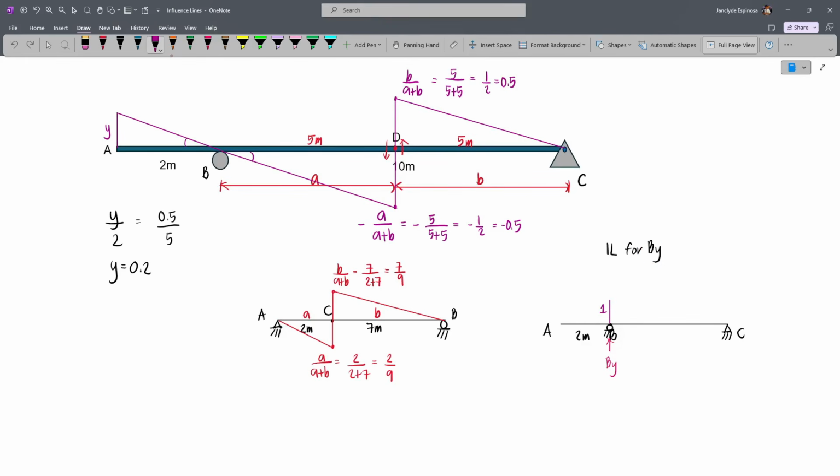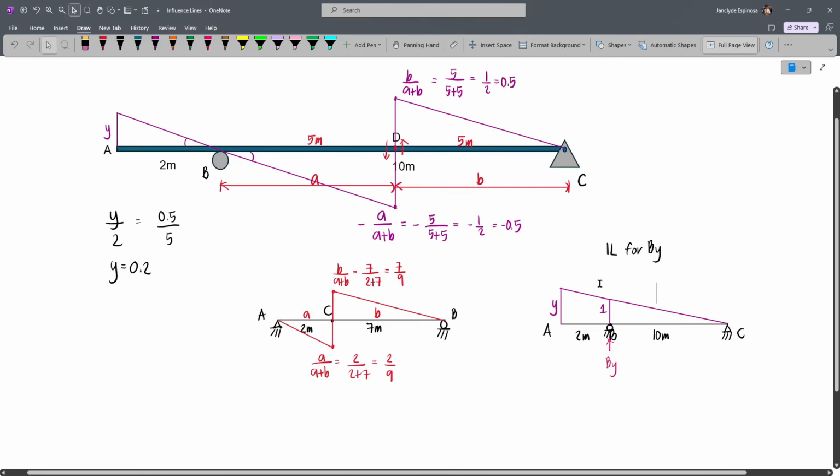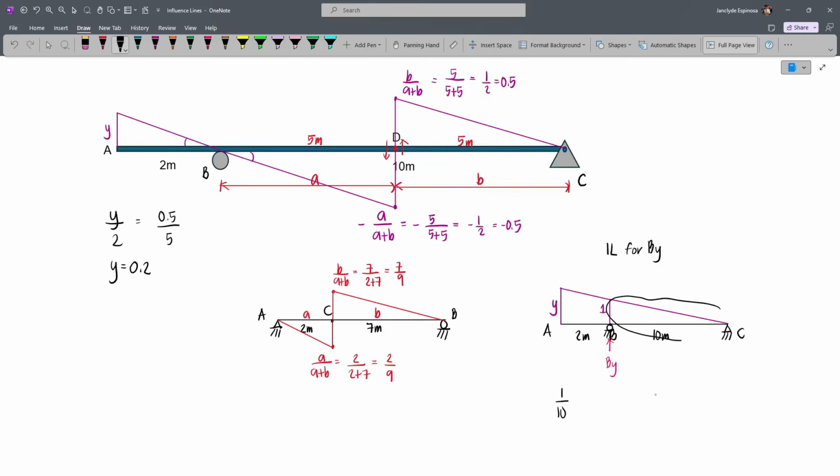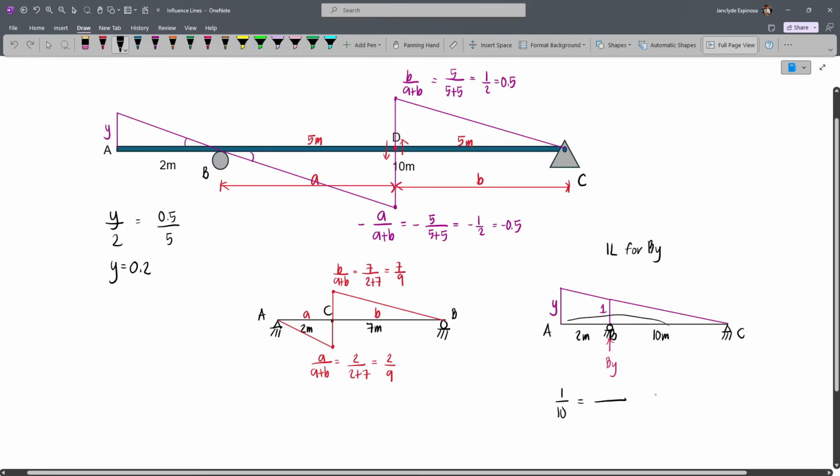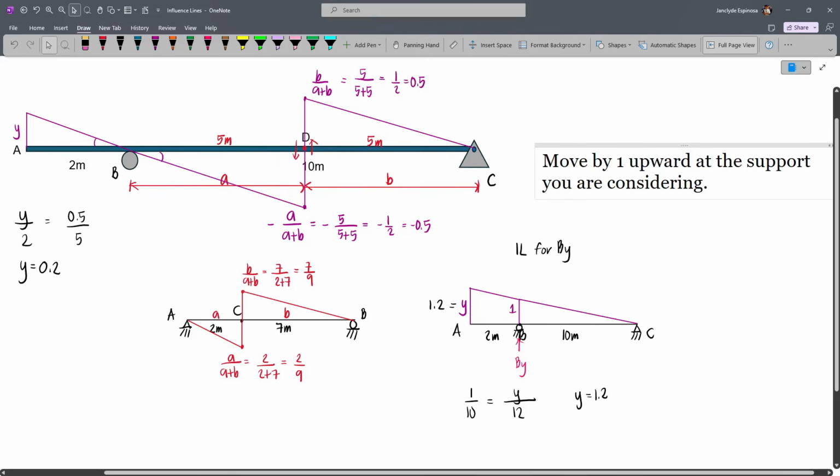And so once you have this, you will just connect a line up to the hinge. And then here, the slope will still be the same. And then we can draw this line. And this is the ordinate for point A. Now again, this is 10 meters. Now we know that this is supposed to be 1.2, according to what we have solved earlier. And so let's say we still don't know this. Let's just use the value we have determined, which is at the support. It will move up by 1. So using ratio and proportion, we have 1 is to 10 for this triangle, and that's equal to y is to 12. So y over 12. And so our y will become 1.2. So this is 1.2. And so just to reiterate, for the influence line at any reaction, move by 1 upward for the ordinate at the support you are considering.